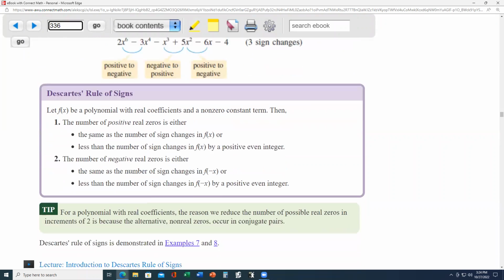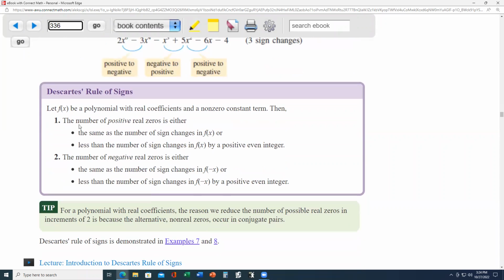So this is Descartes' rule of signs. It is a theorem. It says, suppose that f of x is a polynomial with real coefficients and a non-zero constant term. Then this theorem goes on to guarantee this. Number 1, the number of positive real zeros that the polynomial will have is either the same as the number of sign changes that we experience in f of x, or less than that number of sign changes in f of x by a positive even integer.